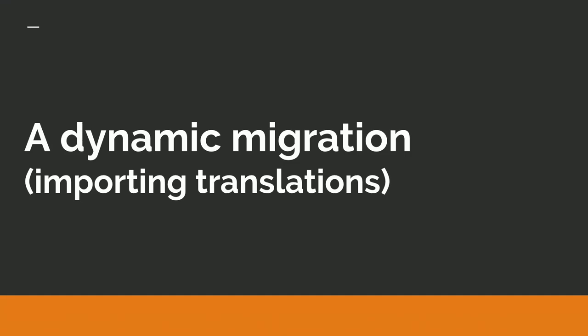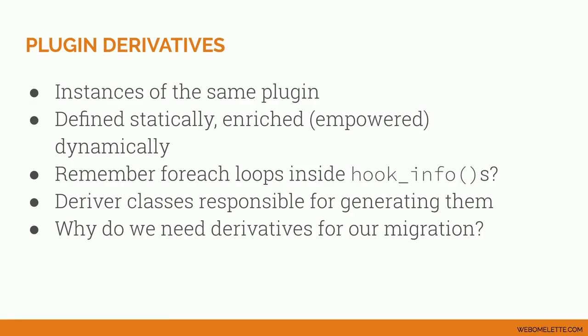So we have now the migration in place. We ran it. We've got terms with our labels in English, right? Now we want the other column. We want to translate the terms, right? We want to import the Romanian translation. We don't want new terms, we want them to be translated. So, in come the plugin derivatives.